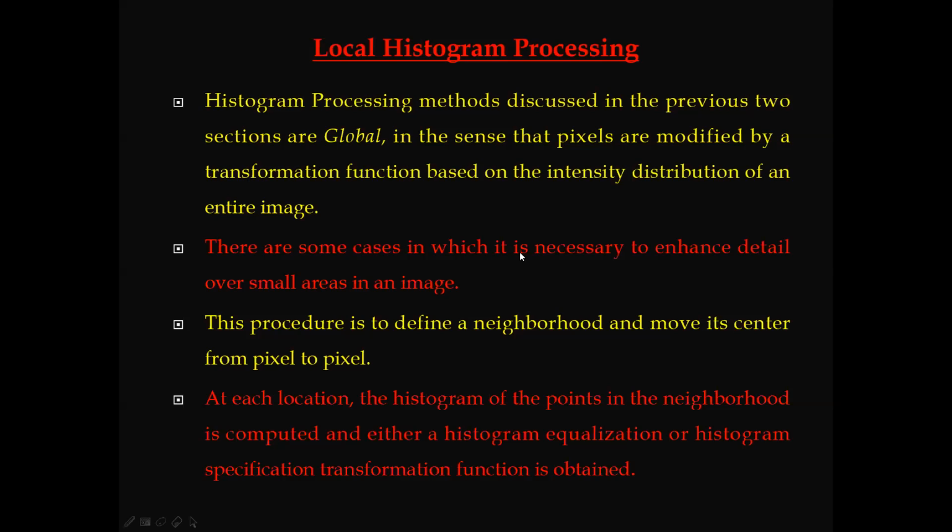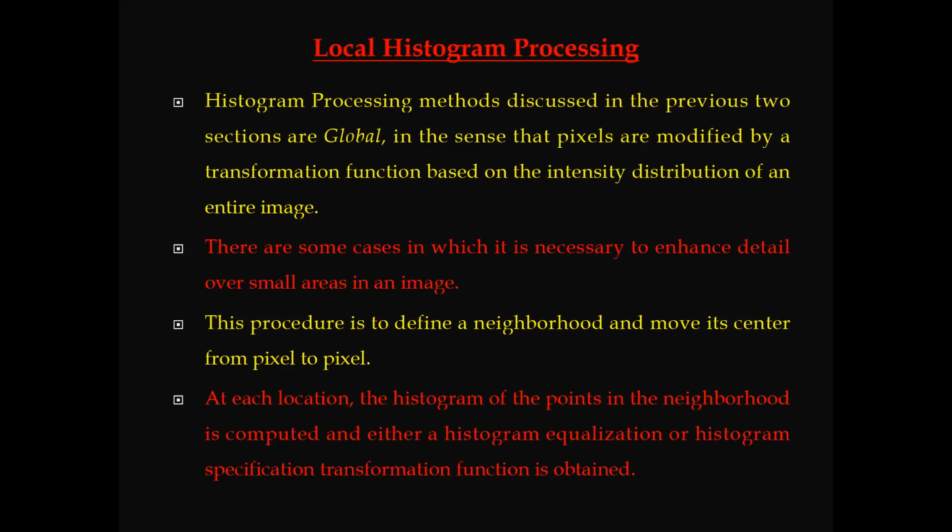There are some cases in which it is necessary to enhance the details over small areas in the image. The procedure is to define a neighborhood, and we move the neighborhood from one pixel to another, so that each pixel is matched with the center of the neighborhood. At each location, the histogram of the points in the neighborhood is computed, and either a histogram equalization or histogram specification transformation function is obtained from the neighborhood.